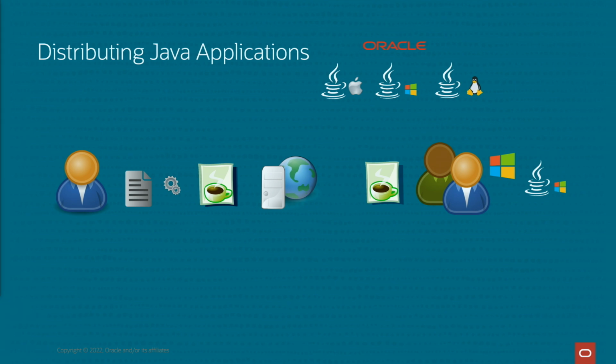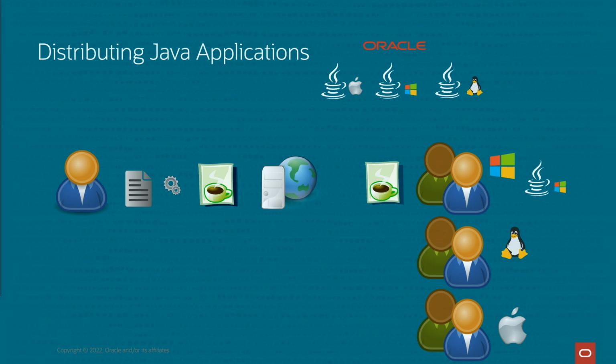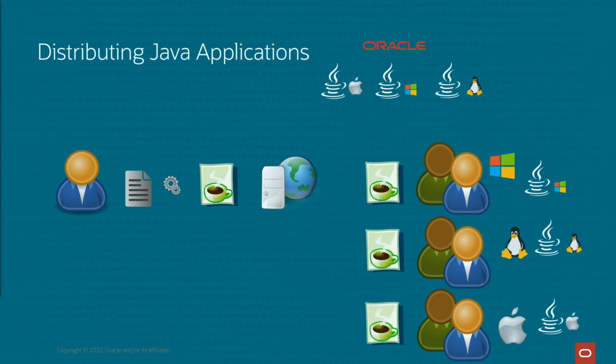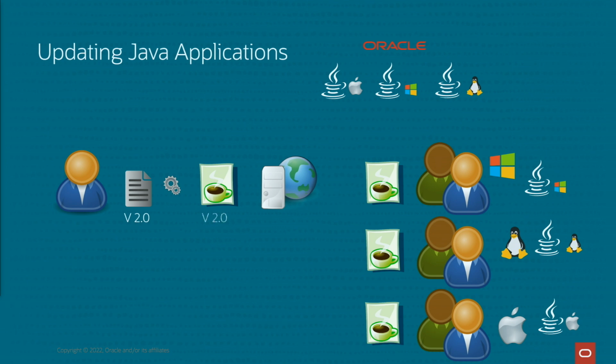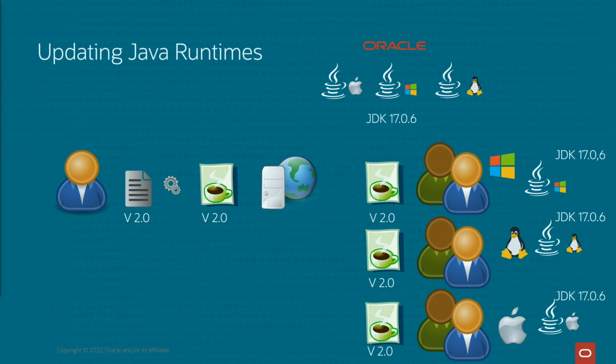Now, there's one benefit to this, which is the same bytecode can be run by people on other platforms as long as they can find the Java runtime for those platforms. So that's good. Now, if you update the application like you did before, say there's a new version of your application, you still need to redistribute it and push the bytecode. But, and here's where it gets interesting, you can also update the Java runtime.